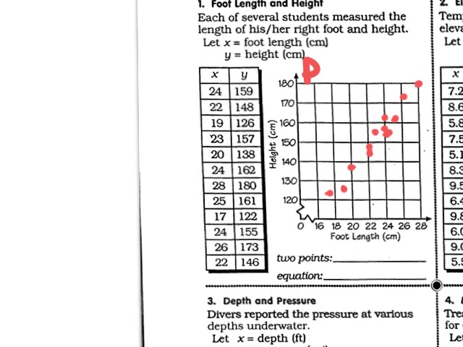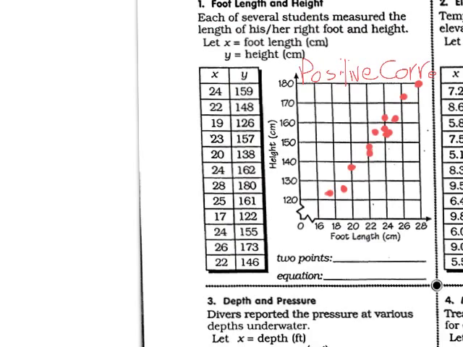Let me shrink my piece down here. Okay, we call this a positive correlation. Correlation is just the same thing as relationship. So we have a positive correlation here.